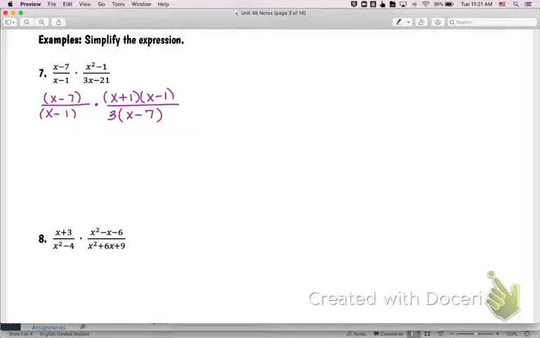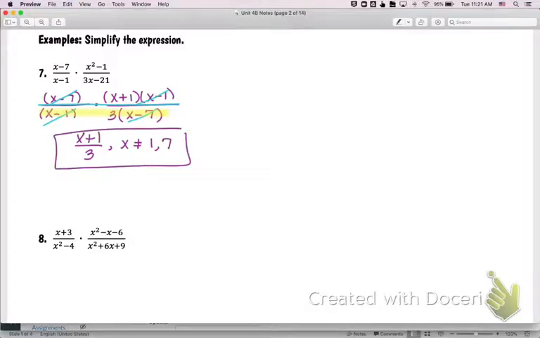Okay, now again, because we're going to multiply straight across, you can imagine this as one big long fraction bar, which means we can start canceling stuff out from both of the fractions. And we are left with x plus 1 over 3. And that would be our answer. Now, again, we have to look here before canceling happened to determine our excluded values. So x cannot be positive 1 or positive 7. All right. Pause your video and try number 8. I'll be back with the work in 3.